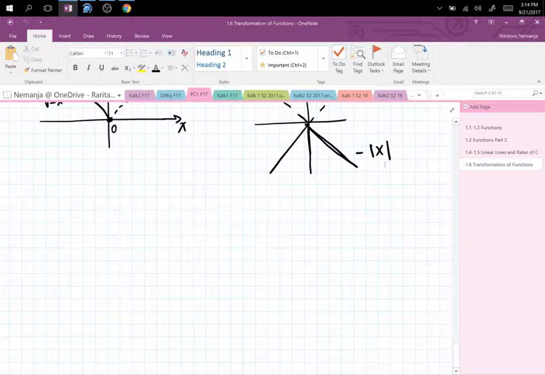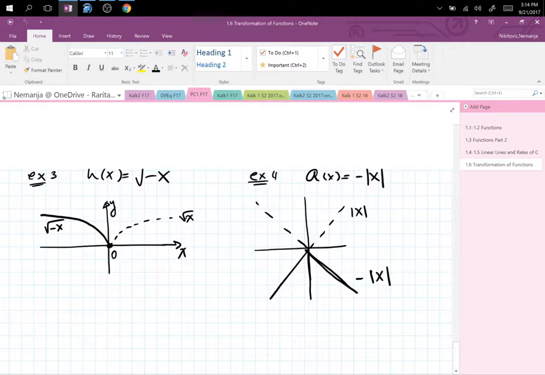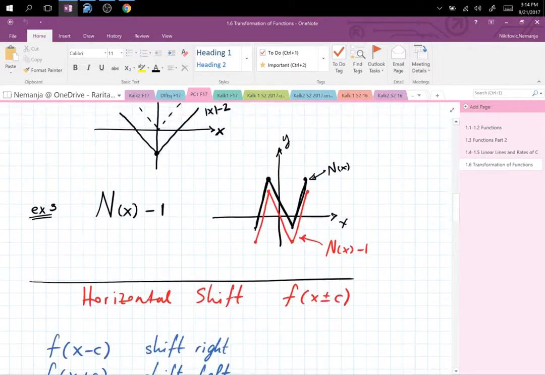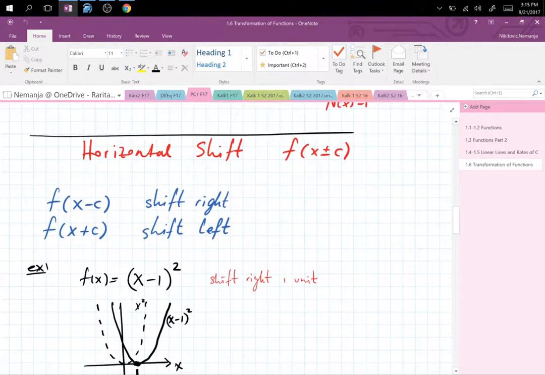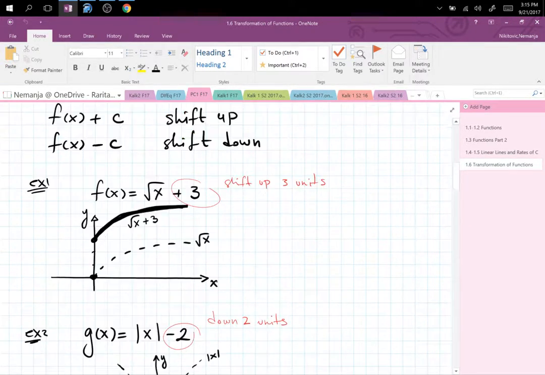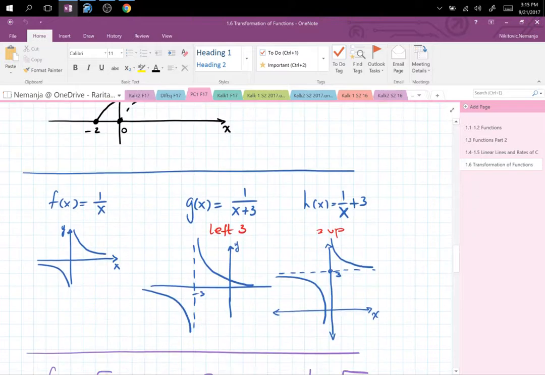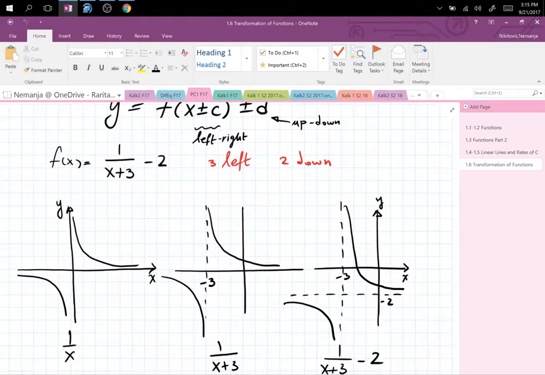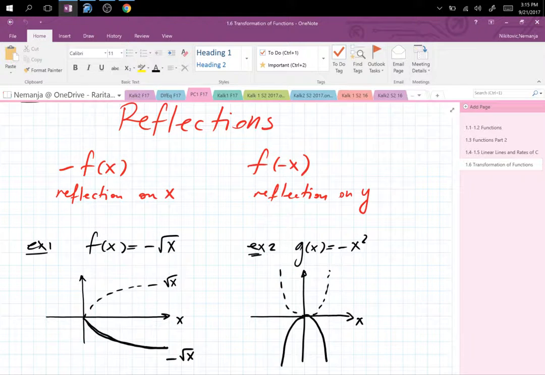Hello and welcome back to Precalculus 1, section 1.6, Transformation of Functions, part 2. We haven't looked at all of the concepts, so let's first see what we did so far. We did horizontal shifts, vertical shifts, and we did reflections. So we did 4 out of 6. What's left is to discuss the horizontal and vertical shrinking and stretching of a function.